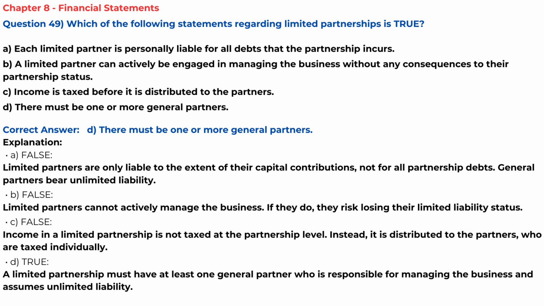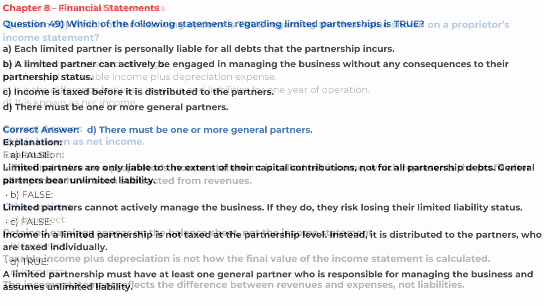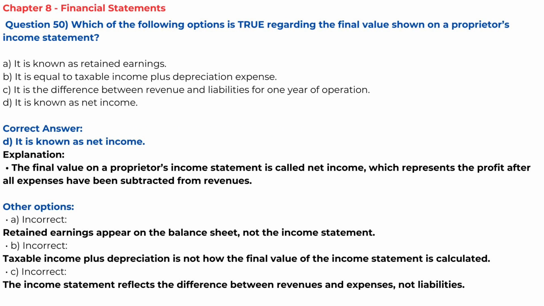C, false. Income in a limited partnership is not taxed at the partnership level. Instead, it is distributed to the partners, who are taxed individually. D, true. A limited partnership must have at least one general partner who is responsible for managing the business and assumes unlimited liability. Question 50. Which of the following options is true regarding the final value shown on a proprietor's income statement? Correct answer: D, it is known as net income.